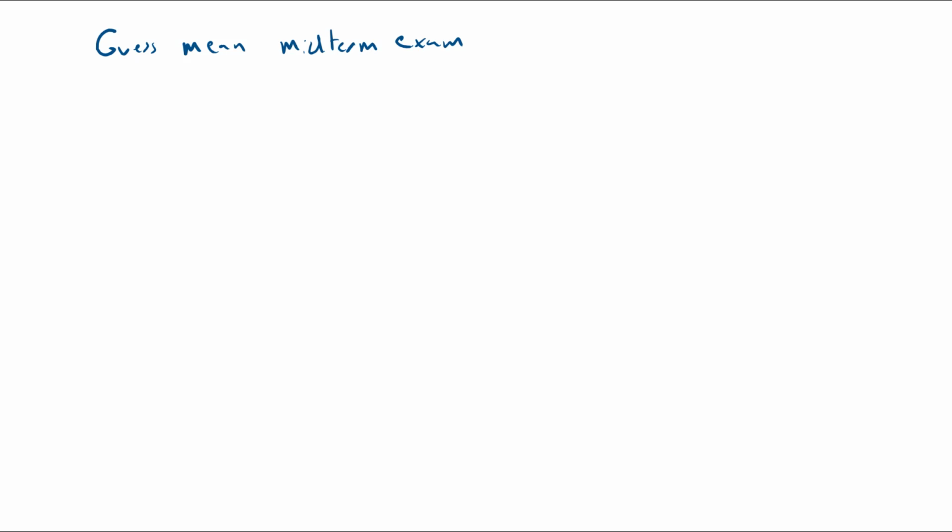Now, to do this, we're going to do that by creating a confidence interval. Confidence interval. Oh my goodness, I can spell here. What's going on with my pen? Confidence interval.